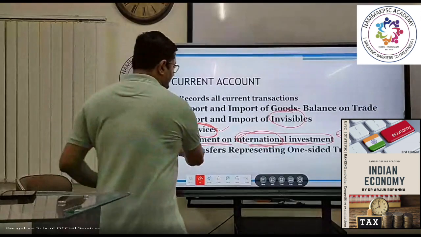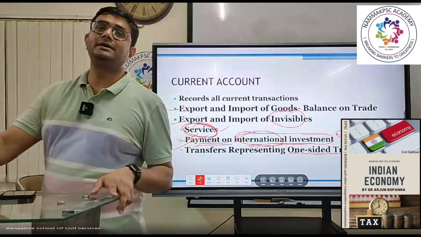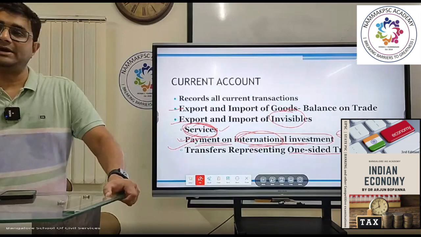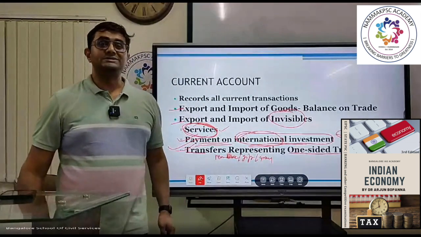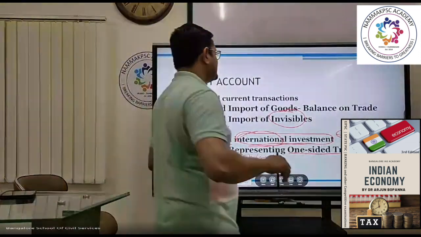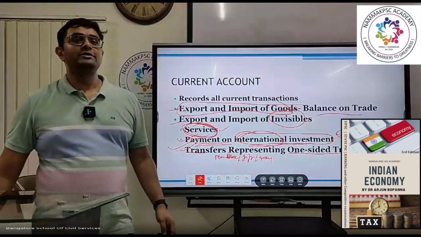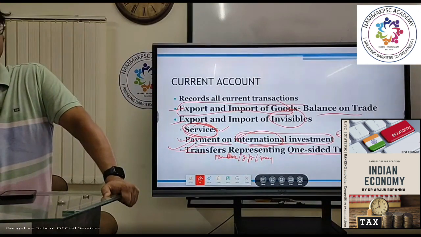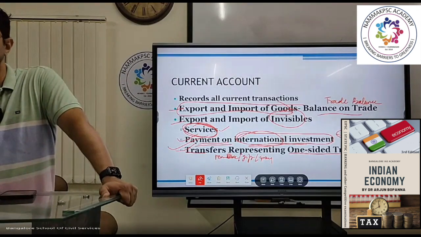Then transfers representing one-sided transactions. That means there is no return, there is no exchange. Examples: remittances, gifts, grants. They are transfers which represent one-sided transactions. Now, balance of trade records export and import of goods, so export and import of goods is balance of trade or trade balance. So current account includes trade balance and net invisibles.